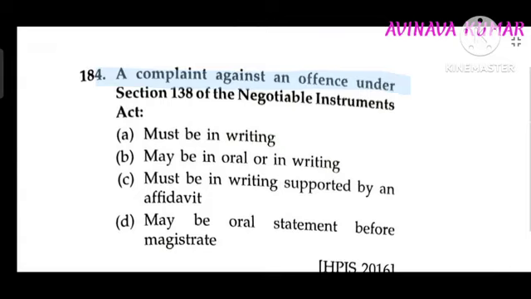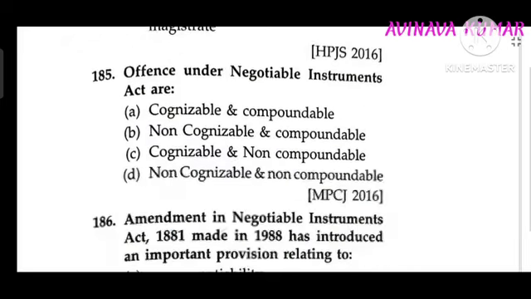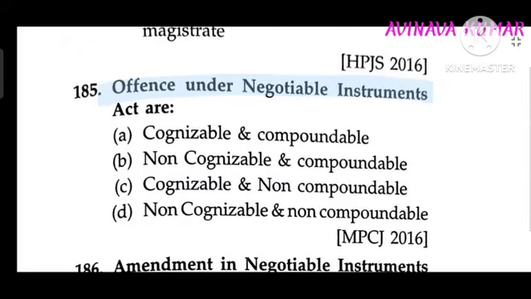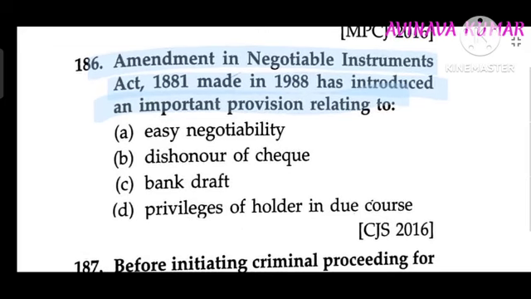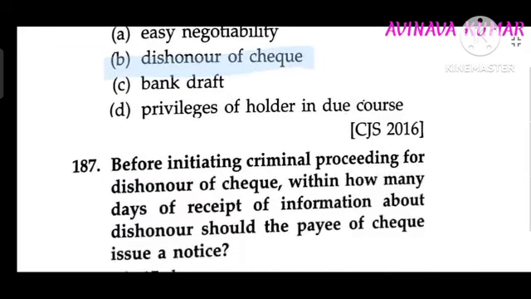A complaint against the offence under section 138 of the Act must be in writing. Offences under NIA are cognizable and compoundable. The amendment in NIA made in 1988 has introduced the important provision relating to dishonor of check.